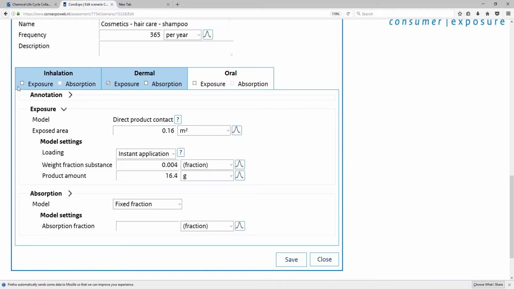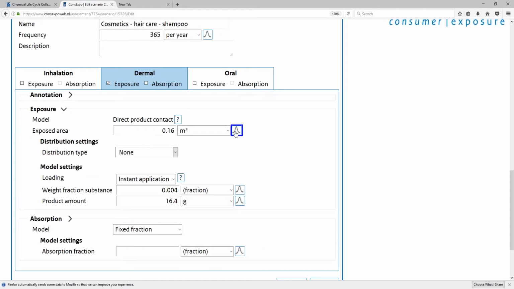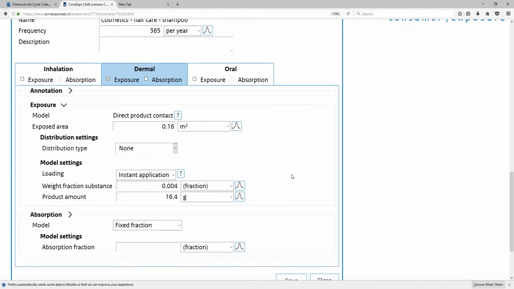And then you can provide your information: direct product contact, the amount of contact that you may have, the weight fraction of the substance, the total product amount, and it also provides you with an ability to do the uncertainty analysis built into the tool. So we'll have a conversation a little later about that, but here you could modify the exposure area and have not just a single value, but a distribution of values. So it's a very powerful tool to be able to do that. You could pick the type of distribution, uniform, normal, log normal, and so on, and then put in the values depending on how you choose that. So it's a very useful tool for doing these calculations.